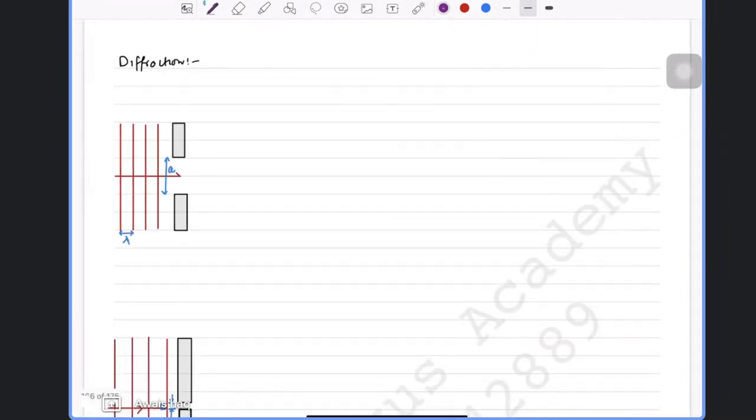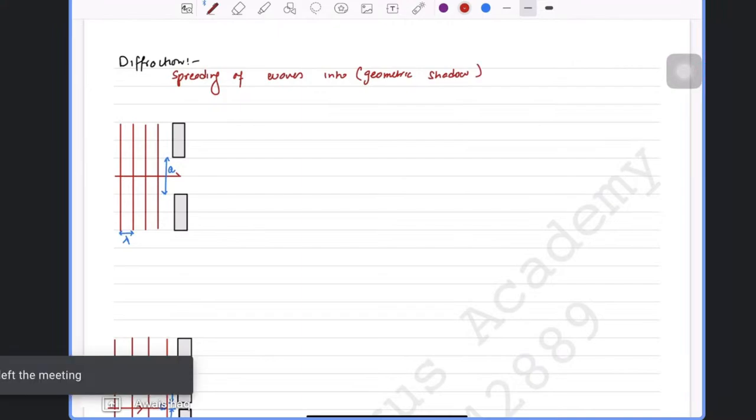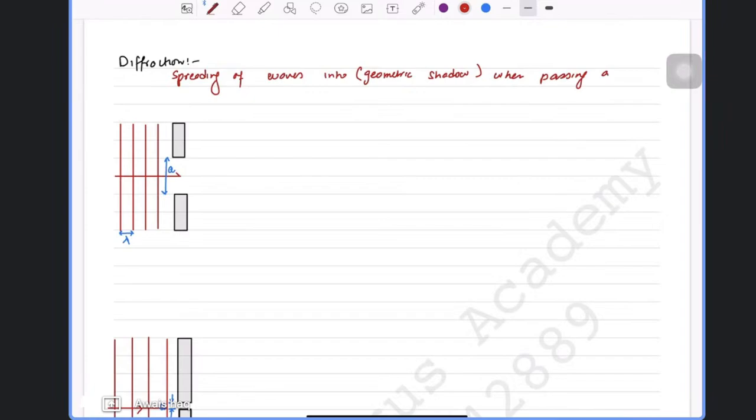And now we're going to move towards diffraction. Now, diffraction is basically defined as the spreading of waves into geometric shadow. You can write it or you skip it, it's all right. When passing a slit, right? Slit means opening.